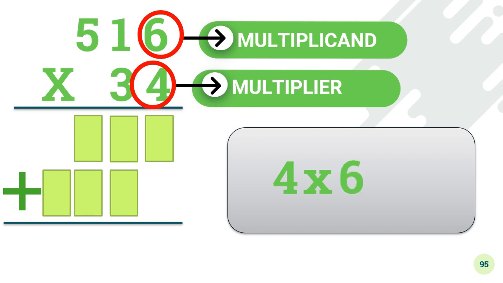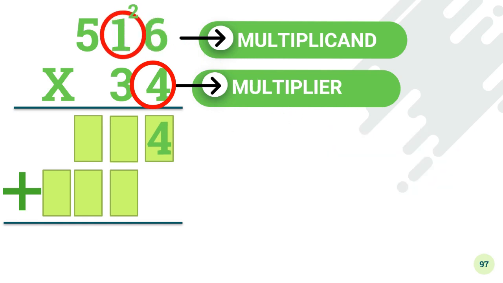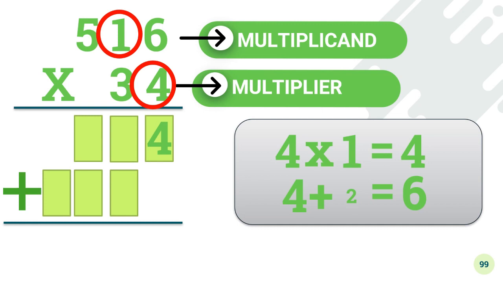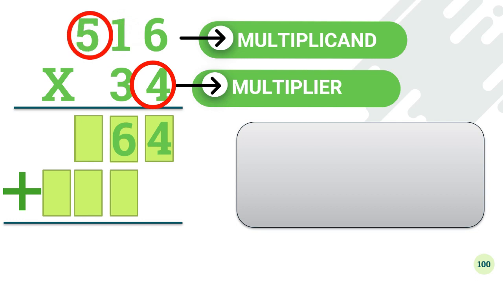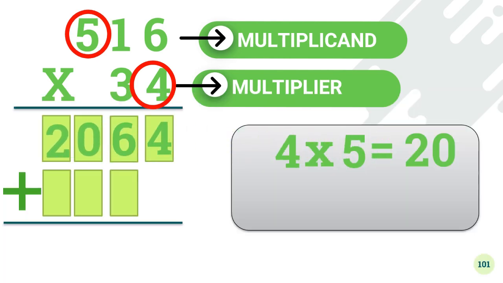So we have 4 times 6 is equals to 24. Since the product 24 is a two-digit number, put 4 in the partial product, then add 2 to the product of 4 and 1. Then 4 times 1 is equals to 4, plus 2 is equals to 6. And 4 times 5 is 20. We will just write it on the partial product since no digit followed the digit 5.